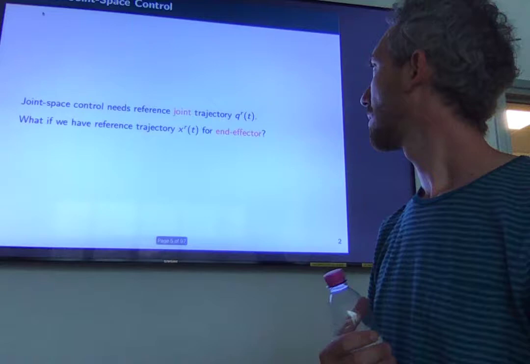So let's see another option. The other option is to do feedback control directly in end effector space. So I introduce here this symbol nu, which is basically a velocity associated to the end effector.